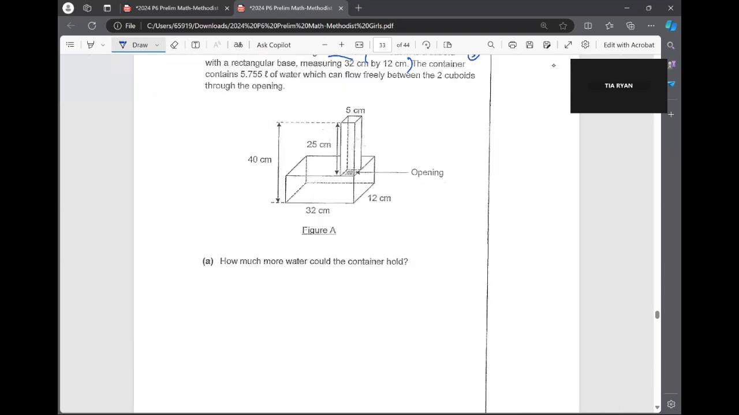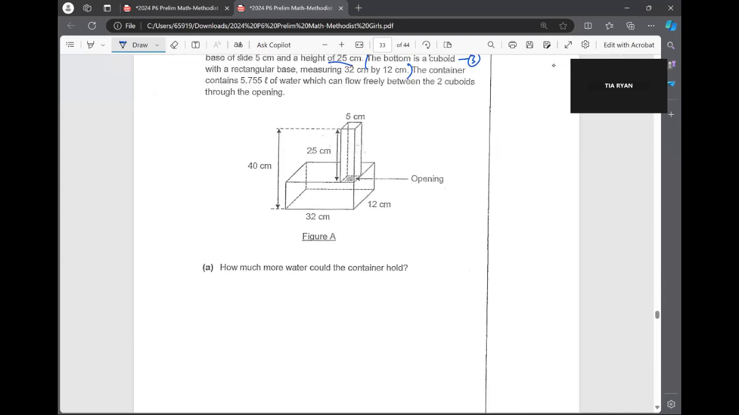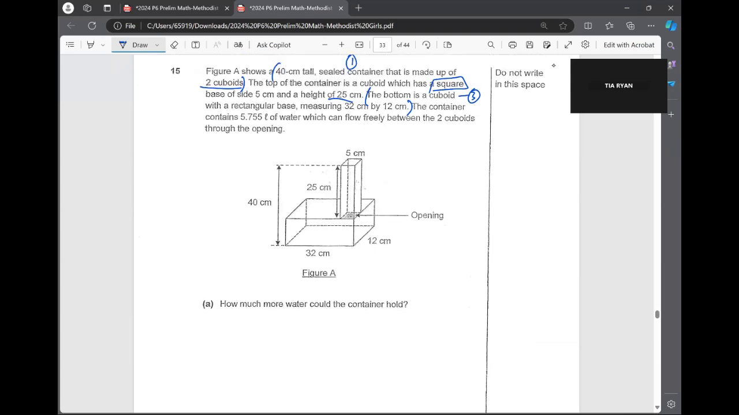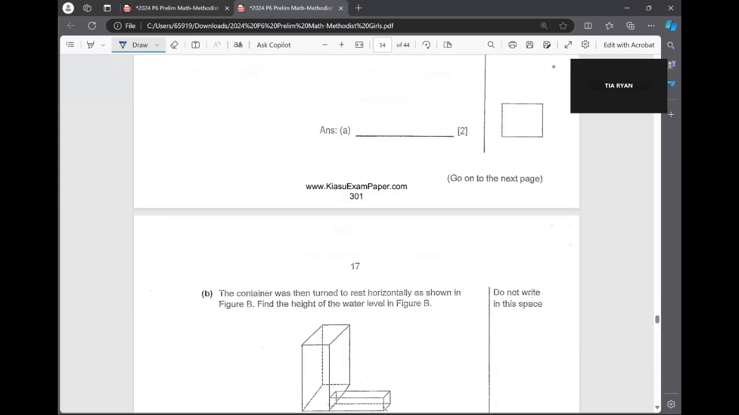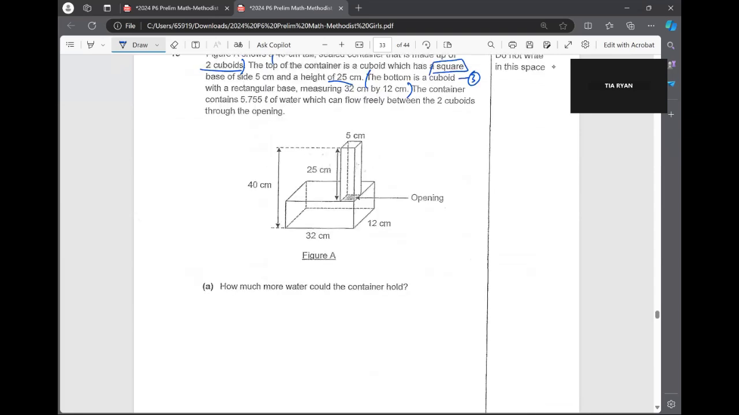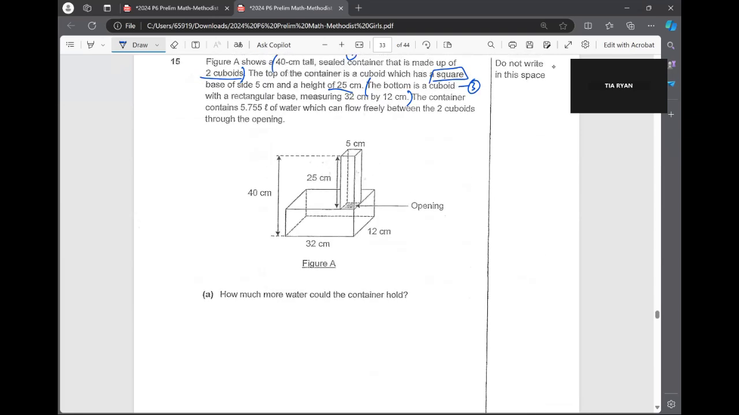How much water could fill the container? So to find out how much water the container could hold, what we need to do is to find out the volume of each of the respective cuboids. Since we know that the top cuboid is 25 cm in height, this height over here would just be 40 cm minus 25 cm, which gives me an answer of 15 cm. With this, I can go and find the 2 different cuboids' volume.